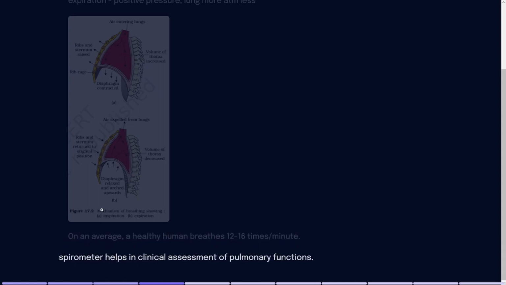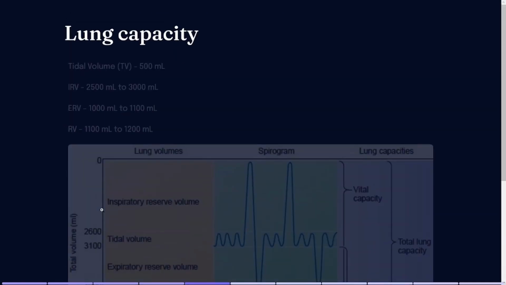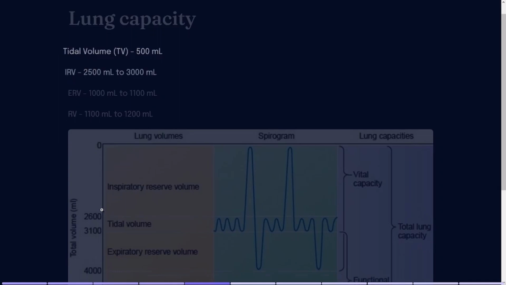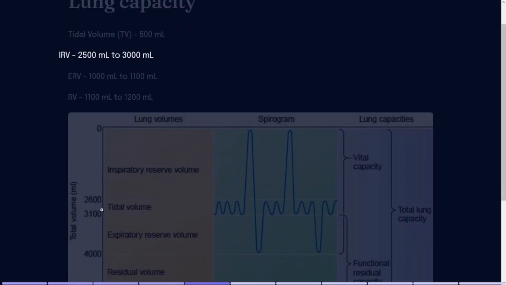A spirometer helps in the clinical assessment of pulmonary functions. This is also important. Next, lung capacity. These are things that you have to mug up. There are 4 basic lung volumes, and by combining these lung volumes, you will get different lung capacities. First there is tidal volume, which is 500 ml. Inspiratory reserve volume is 2500 ml to 3000 ml.